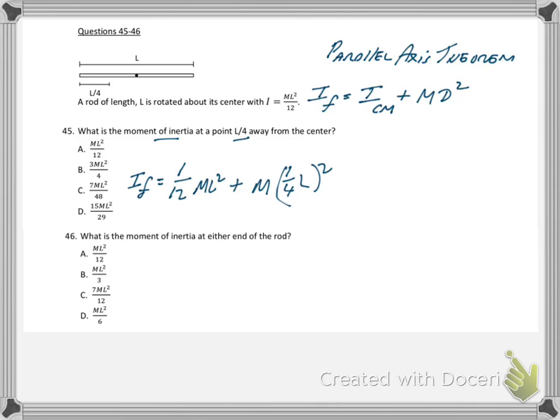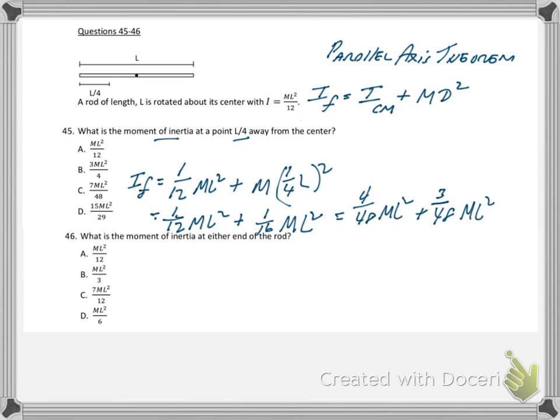So this will give us 1/12 ml squared plus 1/4 squared is going to be 1/16 ml squared. So now we have to get a common denominator between 12 and 16, which would be 48. So it's going to be 4/48 ml squared plus 3/48 ml squared, which will be 7/48 ml squared. C.